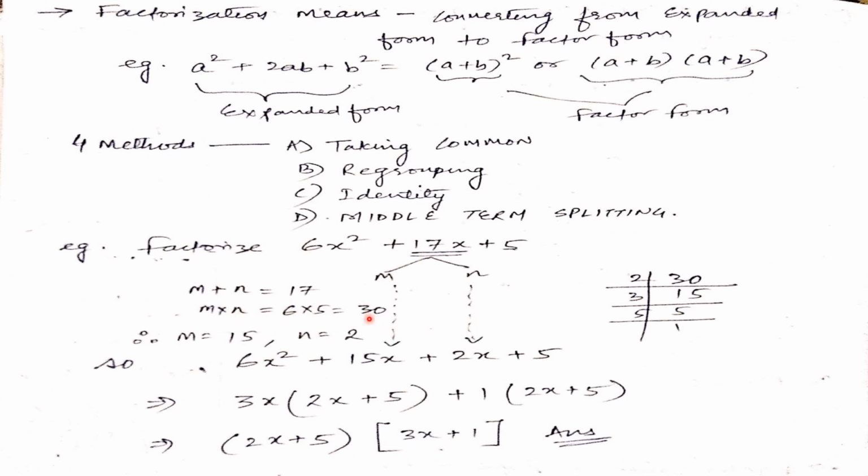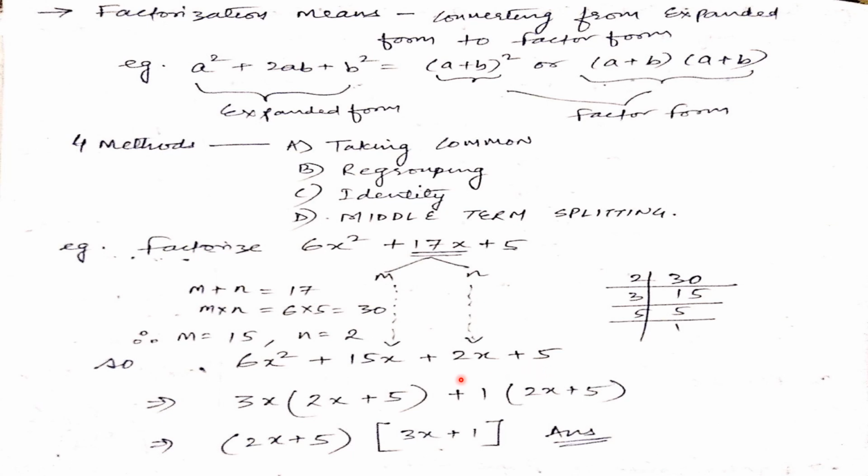What will we do? We will prime factorize this 30 like this: 2 15s are, 3 5s are, 5 1s are. Now we will make possible pairs of these three so that we can get the value of m and n. Clearly, if I take 3 5s are 15 and 2, we can say 15 plus 2 is 17 and 15 2s are 30. Therefore, I have taken m as 15, n as 2. Now, I have written this polynomial as 6x square plus 15x plus 2x plus 5.